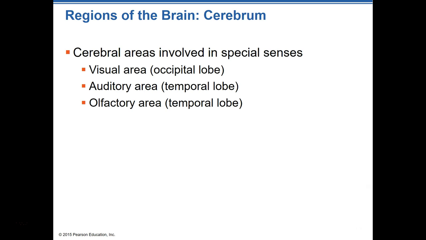There are three areas that are involved with special senses. The visual areas are in the occipital lobe in the back of the brain. The auditory areas are in the sides, and the olfactory is in the temporal. So auditory and olfactory are in the temporal areas. So we see from the back of our brain, and we hear and smell from the sides of our brain.